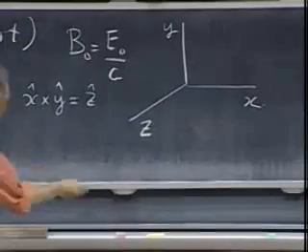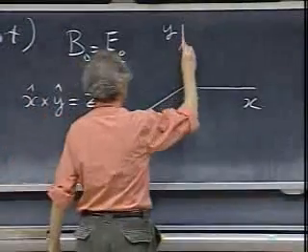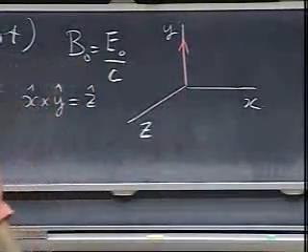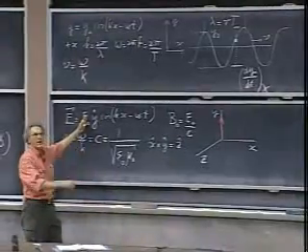At a particular moment in time, let's say the E vector is in this direction, in the y direction. I pick a random moment in time and I pick a random location for x.